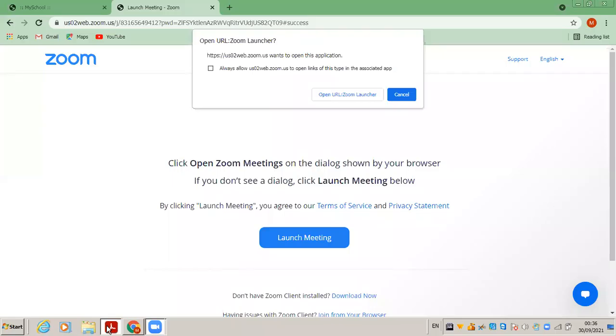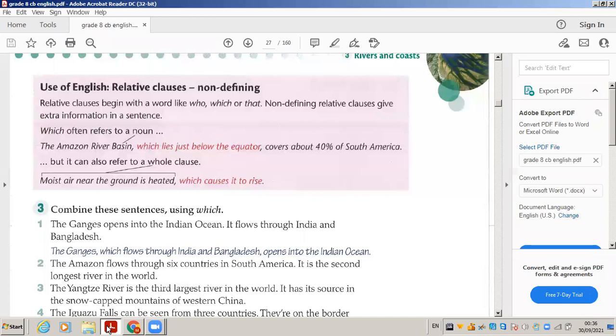Non-defining relative clauses. Non-defining relative clauses. So please open your book on page 29. Your course book on page 29. Okay, here we have relative clauses. At first, we should know what relative clauses are.